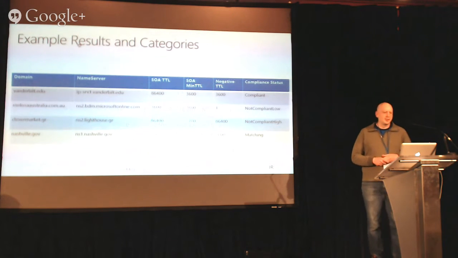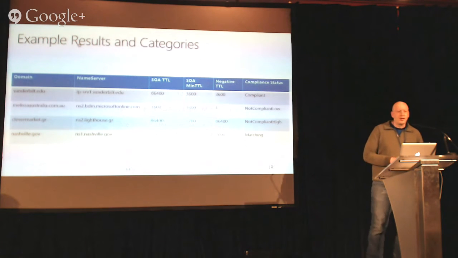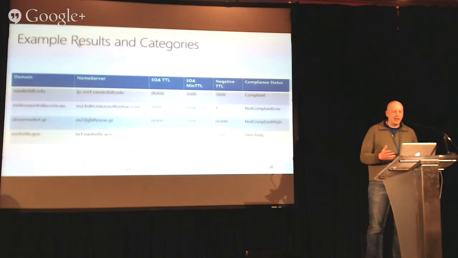Here are some examples of the results that we saw. I just wanted to really point out the categories. A compliant server was where we would get a response from a name server where the lower of the min TTL and the SOA TTL was being used for the negative TTL. So this first one here for Vandy was responding that way, and we call that compliant.